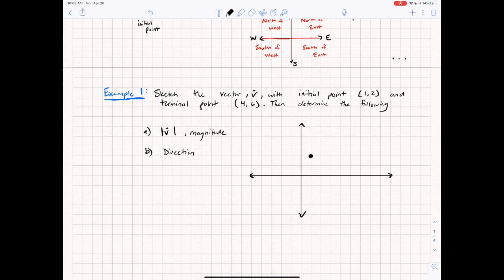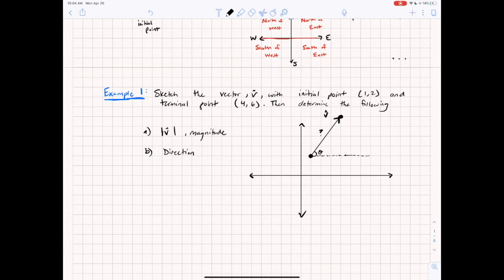I have a terminal point of 4, 6. So 1, 2, 3, 4, 1, 2, 3, 4, 5, 6. All right, and then I'm going to draw my vector as an arrow going to that terminal point there. And so here's my vector for v. And here's my sketch for it. Now the direction is gained by essentially drawing off of the horizontal of that initial point there. So there's my measurement for my angle. And again, I want to know this distance here.